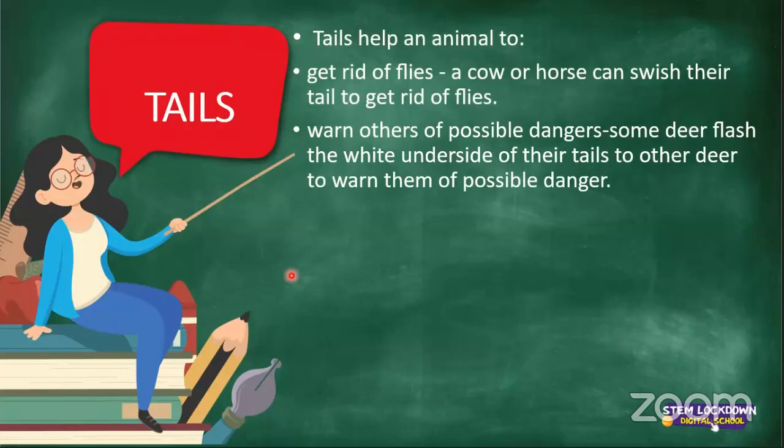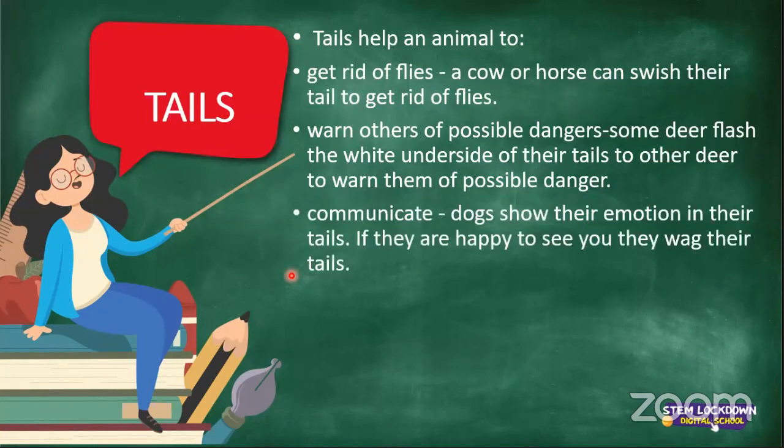Some animals will use their tails to warn others of possible dangers. An example here is that some deer flash the white underside of their tails to other deer to warn them of possible danger. So that's the way that they communicate with each other, through their tail. I think that's absolutely amazing.